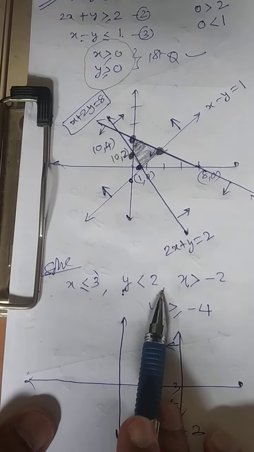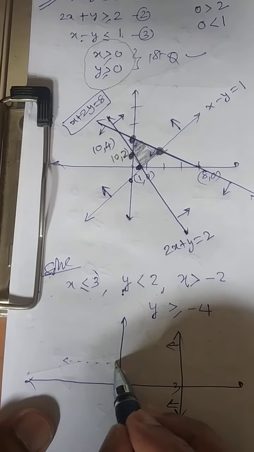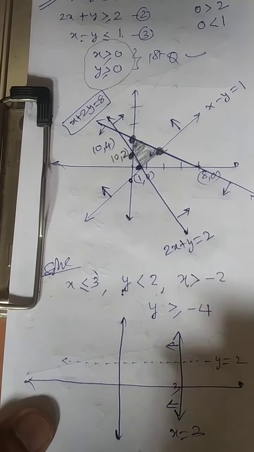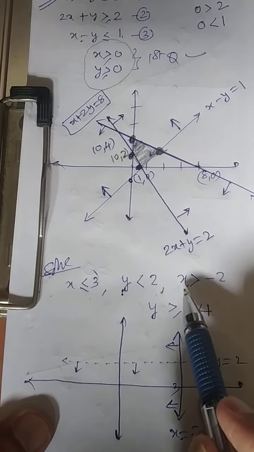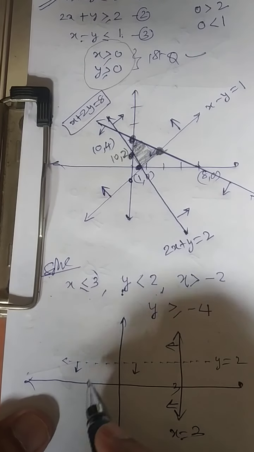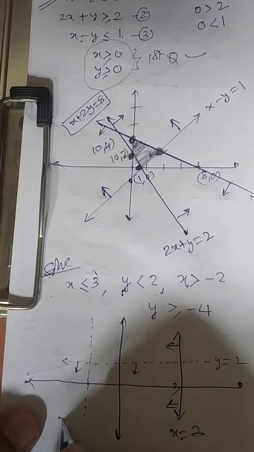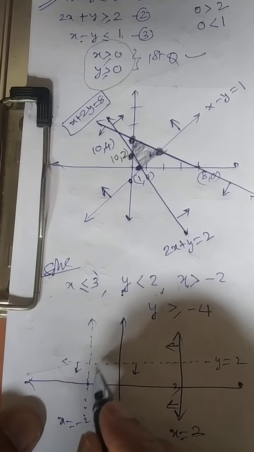Now y is less than 2. Y will be 2 somewhere over here, but that line will be a dotted line. So I just write y is equal to 2 here. Y is less than 2, so down of this one. X is greater than minus 2. X is minus 2 over here. This line is also dotted. X is equal to minus 2. X is greater than minus 2. So right side of this one.